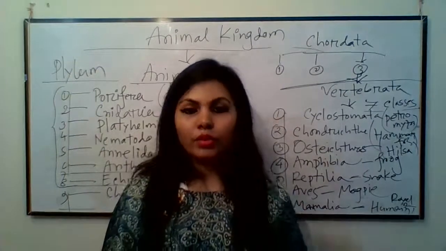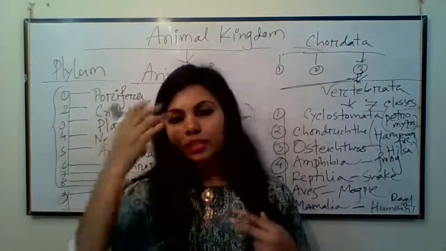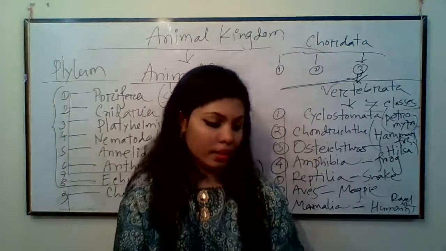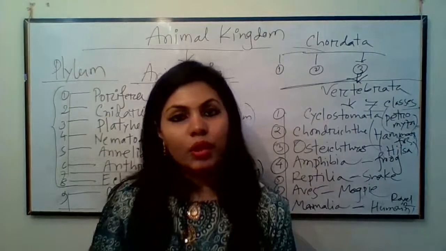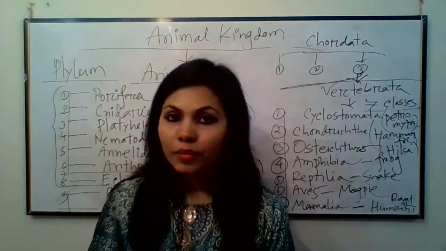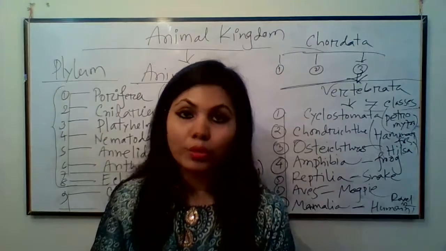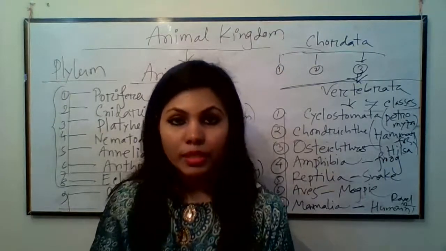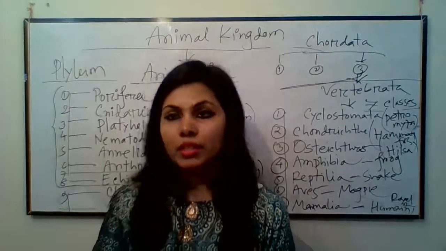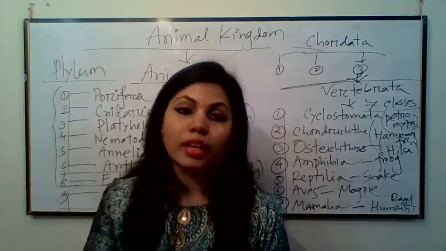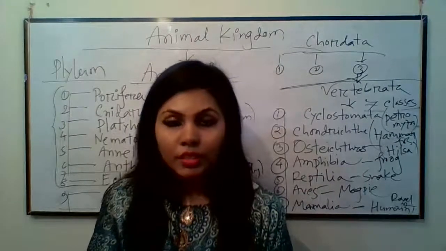So I will go for a review now. What I told at first, I have told there are two super kingdoms in the living world. These are super kingdom 1 and super kingdom 2. Super kingdom 1, Prokaryota, and super kingdom 2, Eukaryota. And there are five kingdoms under these two super kingdoms: Monera, Protista, Fungi, Plantae, Animalia. Then I talked about Animalia also. In the animal kingdom, there are some taxonomic rank units: kingdom, phylum, class, order, family, genus, and species.